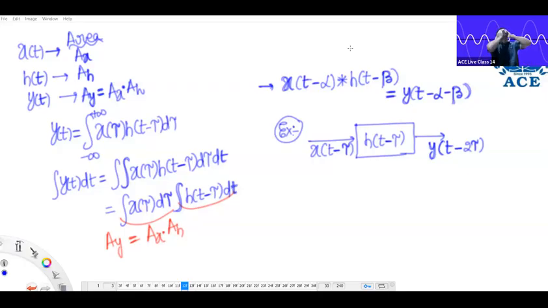One property is the area property: AY is AX into AH. Another property: input shifted by alpha and system by beta means the overall shift is alpha plus beta.